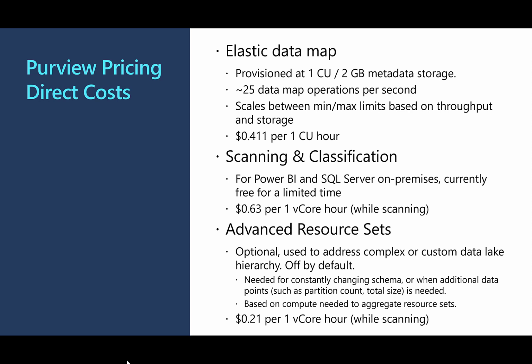For scanning and classification, currently for Power BI and SQL Server on-premises, this is currently free. For all other data sources, it is 63 cents per vCore hour while scanning. And finally, if we use advanced resource sets, so for example, if we have a custom data lake with a complex pattern or frequently changing hierarchy, we could leverage advanced resource sets. This is billed at 21 cents per 1 vCore hour while scanning. Bear in mind that pricing may be different regionally or change over time, so be sure to check the Azure Purview pricing page for up-to-date information.